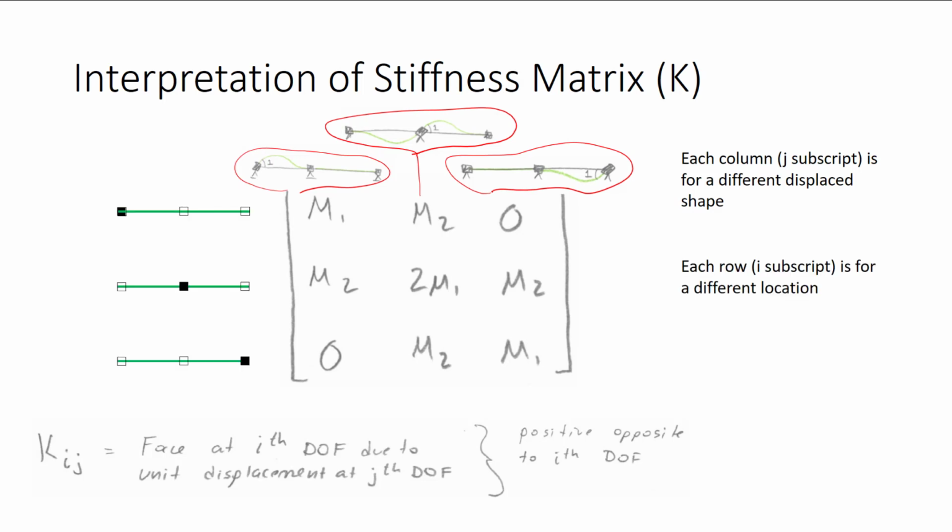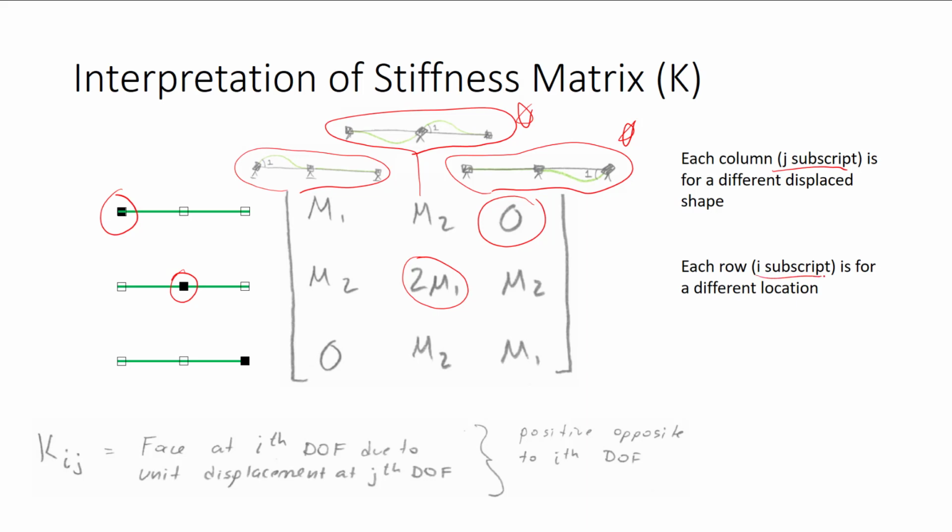Each row refers to a different location. So for instance, this value here, 2EI/L, that tells me what is the force at the center node due to a displacement used generally, or due to a rotation at the center node. This term right here in the upper right hand corner tells me what the force is at the left hand node due to a rotation at the right hand node.